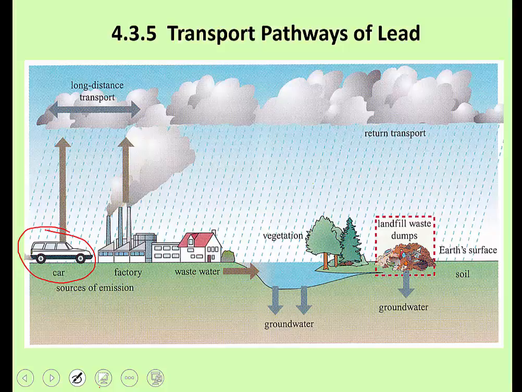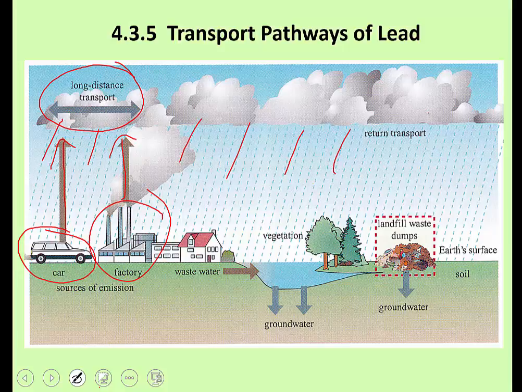But the problem isn't just limited to those roadways, because that lead from cars, lead from factories, any sort of output ends up getting put into the atmosphere, and then those can be carried for long distances through cloud movements. So lead ends up coming out all over the place, not just at the source of its emission.